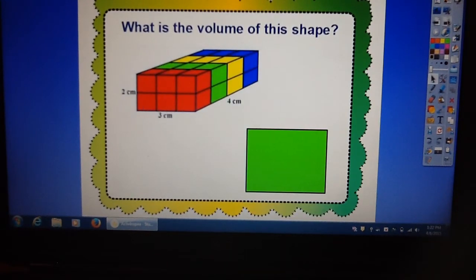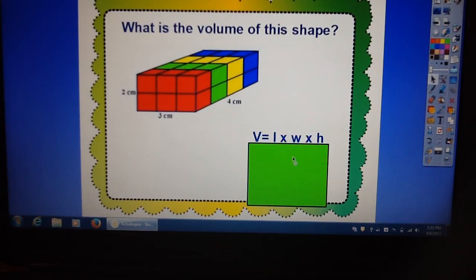Now you go ahead and try this one. Again, make sure you know the formula for volume. Volume is equal to length times width times height. So go ahead and pause the video, try it out, and see what you get. And when you're finished, unpause it, and we'll see if you're right.